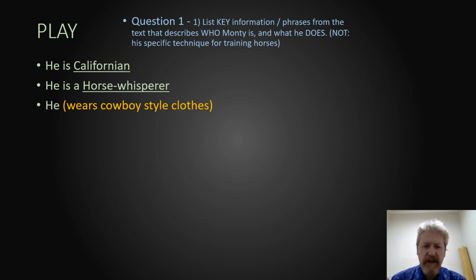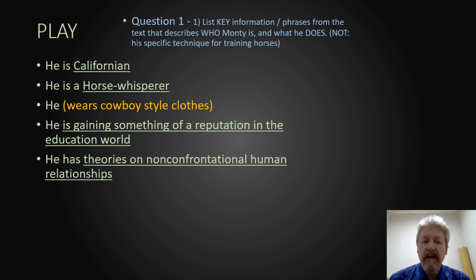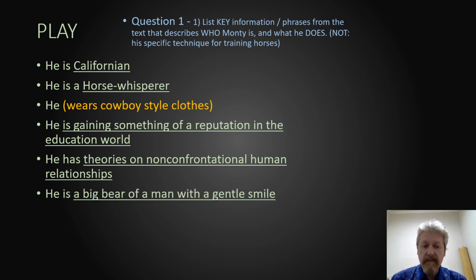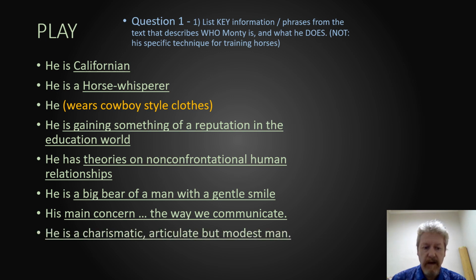It had a few sentences about this, but to paraphrase it, he wears cowboy style clothes. He's gaining something of a reputation in the educational world. He has theories on non-confrontational human relationships. He is a big bear of a man with a gentle smile. His main concern, blah, blah, blah, is all about the way that we communicate. There's quite a long passage there towards the end of the text. So here's one more. He is a charismatic, articulate, but modest man.